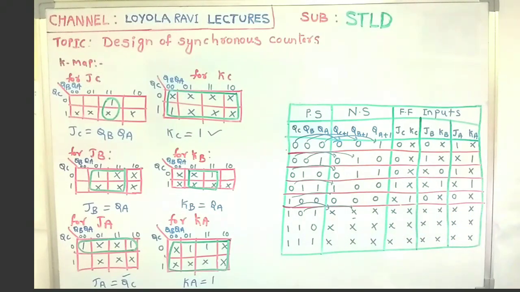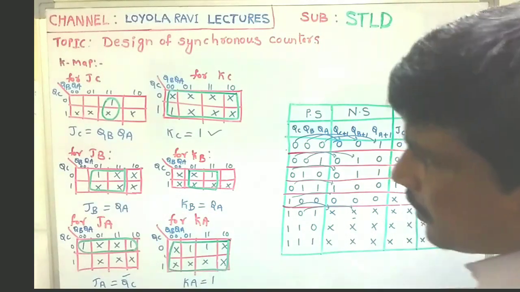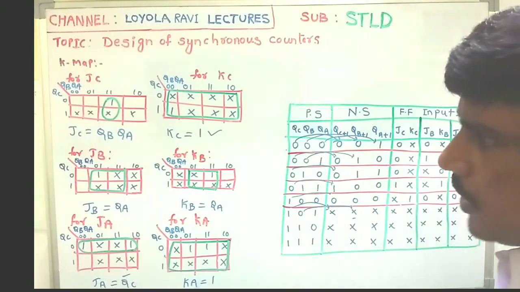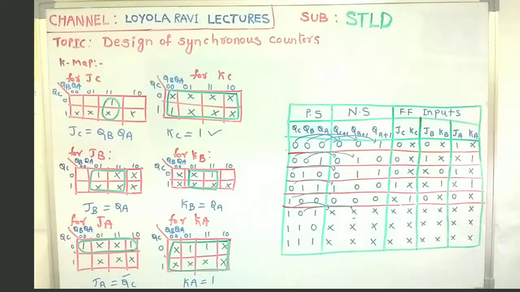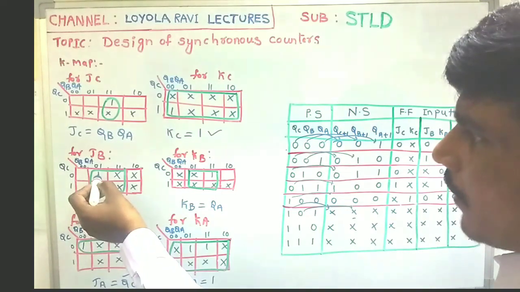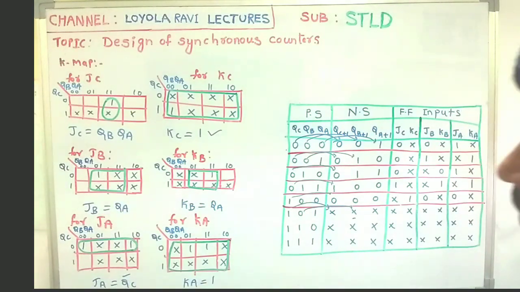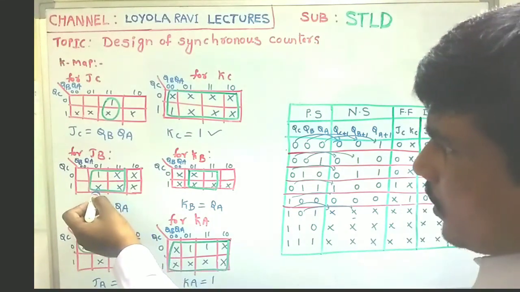From this, is there any formation of an octet? There is no possibility, because we have only 6 minterms. With 6 minterms, there is no formation of an octet. Then go for a quad. By covering this one, is there any formation of a quad? You can observe. So let us take this, this is also 1, this is also 1, this is also 1.